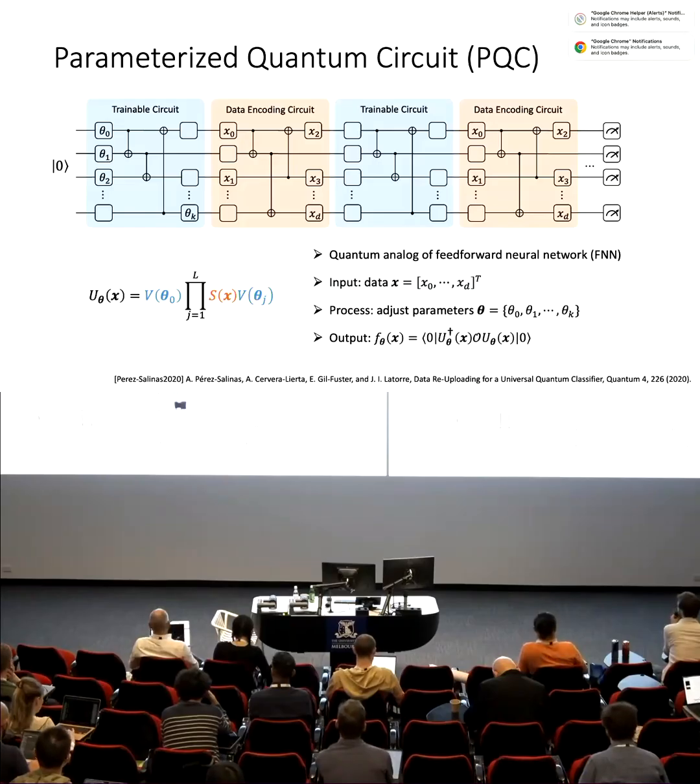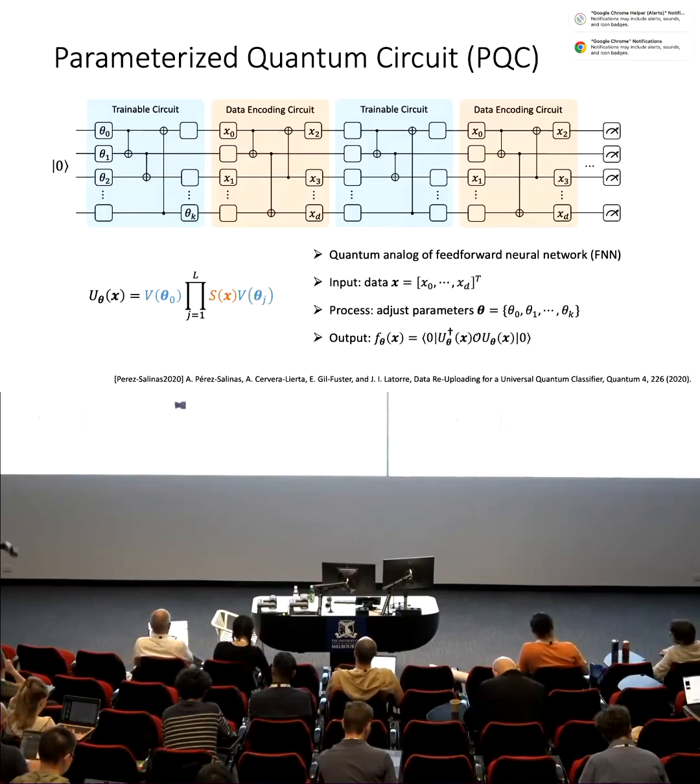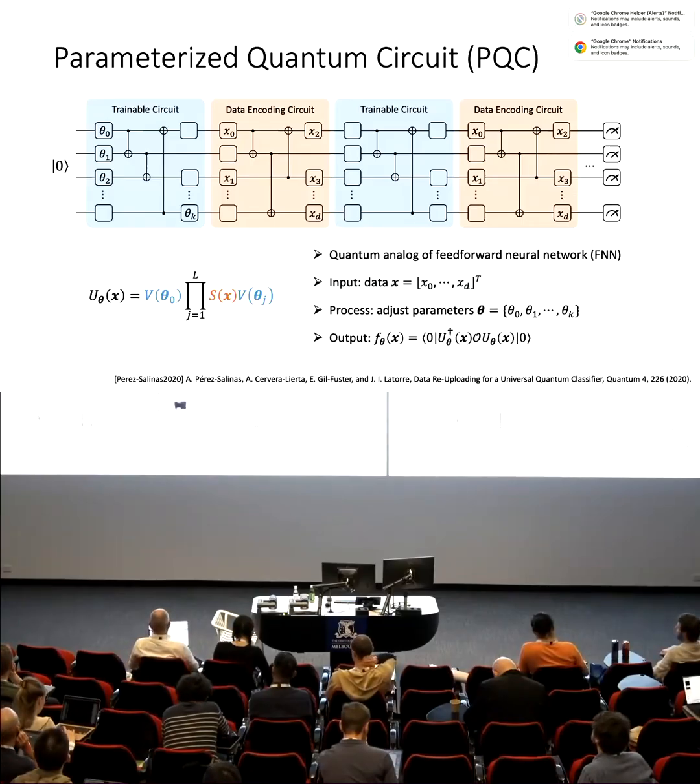As we can see, when we talk about this PQC model, we can think of it as a function, say f_theta(x). One thing I should mention is that it is a data re-uploading form. When we have data, we upload the data inputs into the quantum circuit multiple times. So the form of this model can be written in this form.